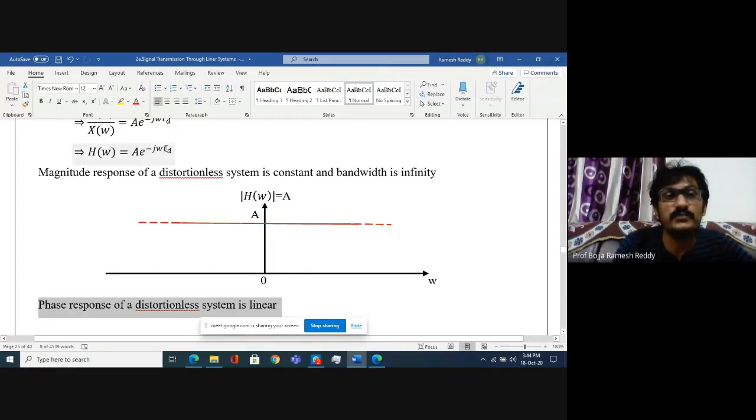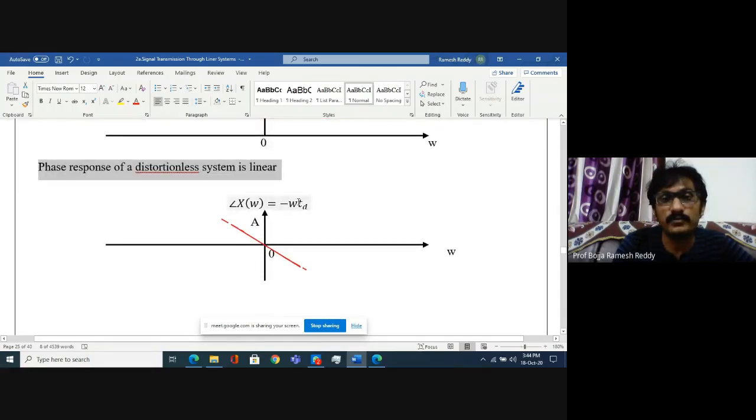Linear phase characteristics means, what is the phase here? Minus omega td is nothing but the phase. It is of the form y is equal to minus mx, passing through the second and fourth quadrants. If omega is positive, then phase is negative: negative phase for positive frequency. For negative frequency, positive phase. It is a linear line, a straight line of the form y is equal to minus mx.